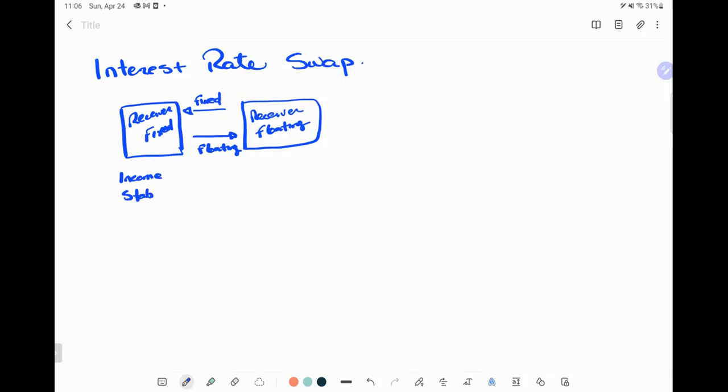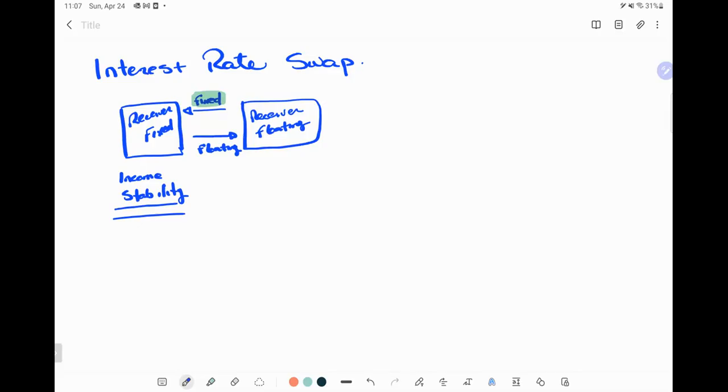Those individuals who are usually the fixed receiver are investors who prioritize income stability. Let's think of some individual that has some commitments, and therefore to this individual, income stability is important to make sure that he or she is able to meet this commitment. Therefore, this individual will be happier with a fixed rate, because in this way there is no uncertainty or risk of interest rates actually coming down and then the income also coming down and having some issues meeting these responsibilities or commitments.